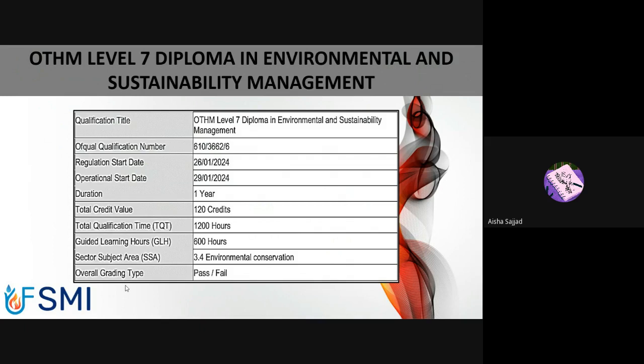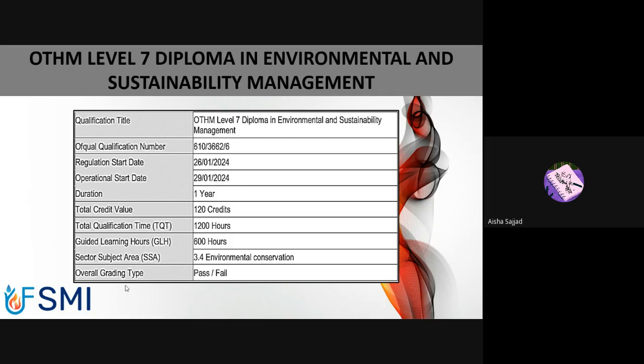This diploma has about 120 credit hours, out of which 600 hours are the ones in which the trainings are provided to you, different types of tutorships are provided to you in order to make you learn the content. The duration of this diploma is an entire 1 year. The diploma started in January 2024 and it is expected to end in December 2024. And it basically comes under the broad subject area of environmental conservation, under which we have this diploma on environmental and sustainability management.